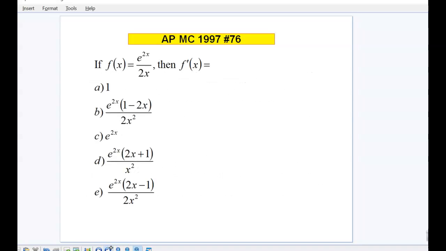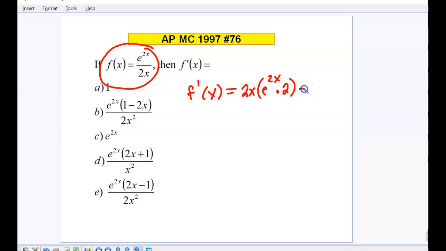I want you to pause the video and give this question a try, as this is one of the multiple choice questions from the 1997 AP exam. Hopefully you've had a chance to try, and again, you notice that this is a quotient rule, so f prime of x is going to be the bottom, times the derivative of the top, which is itself, times the derivative of the exponent, minus the top, times the derivative of the bottom, all over the bottom squared.